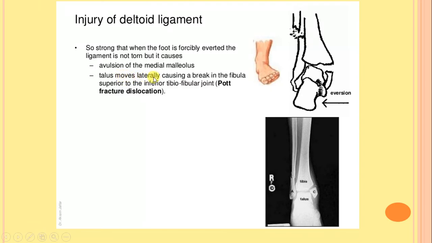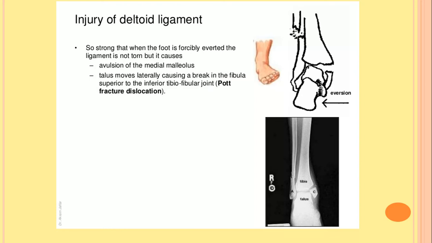And the talus moves laterally, causing a break in the fibula because the talus is moving in a lateral direction. And it will cause the Pott fracture dislocation of the inferior tibiofibular joint.